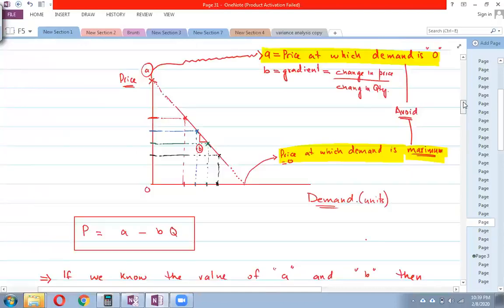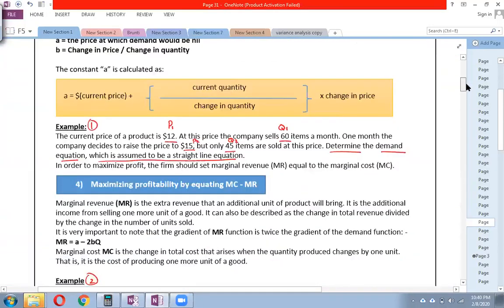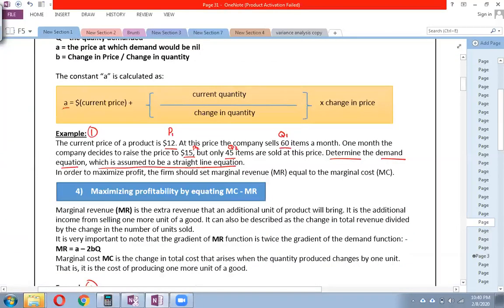One way of doing it, the way we have done it here, in step 1, we said find B, and using the value of B, we can find the value of A by putting any price and quantity in the equation. But there is another way of doing it also. When I tell you that there is another way of doing something, please don't think that you have to consider just one method. You have to consider both methods, because your question can be tested in different ways. You can also find the value of A directly, rather than substituting the figures in the equation.